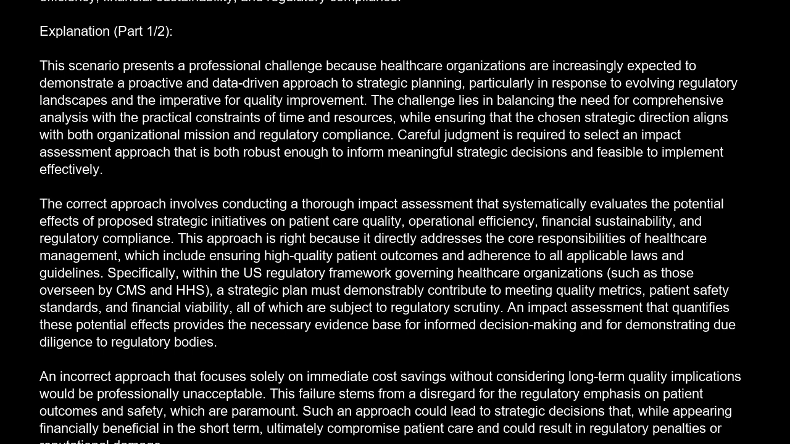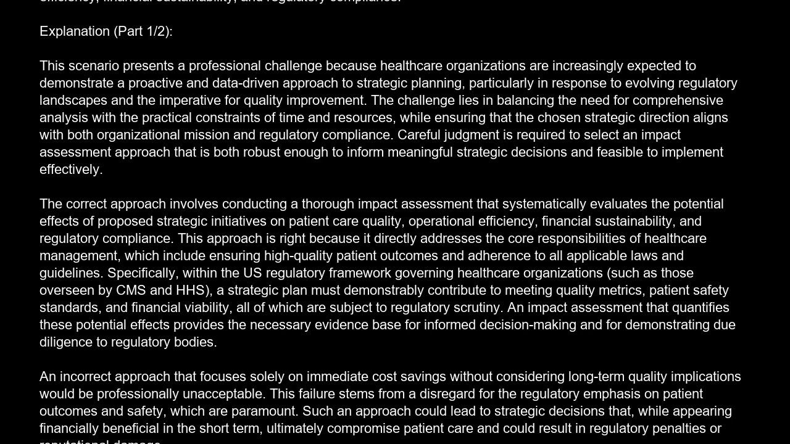The challenge lies in balancing the need for comprehensive analysis with the practical constraints of time and resources, while ensuring that the chosen strategic direction aligns with both organizational mission and regulatory compliance. Careful judgment is required to select an impact assessment approach that is both robust enough to inform meaningful strategic decisions and feasible to implement effectively.